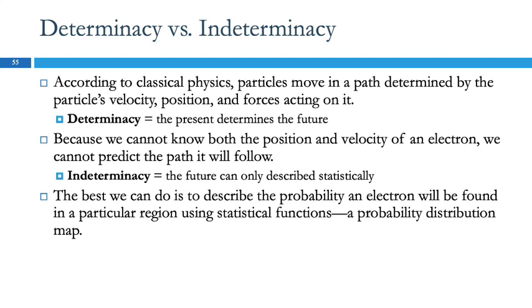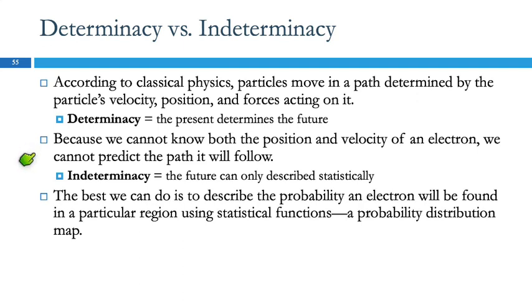So, classical Newtonian physics: particles move in a path that's determined by their position, their velocity, and the forces acting on them. You throw a baseball and you can predict where it'll land. Have you ever watched a professional baseball game and seen an outfielder track a ball? He doesn't have a calculator, but his brain is a calculator. Without recognizing what he's doing, he is calculating the trajectory of that ball and moving his body so he gets right under it to catch it. It's really amazing. You could calculate all those things and predict where the ball's going to land. That's called determinacy. The present determines the future.